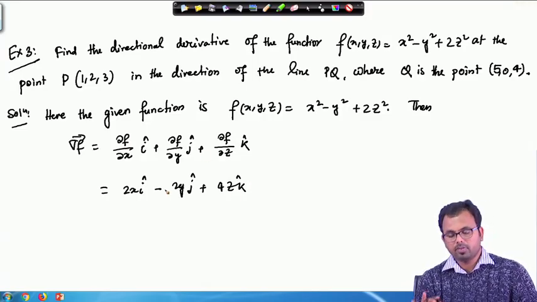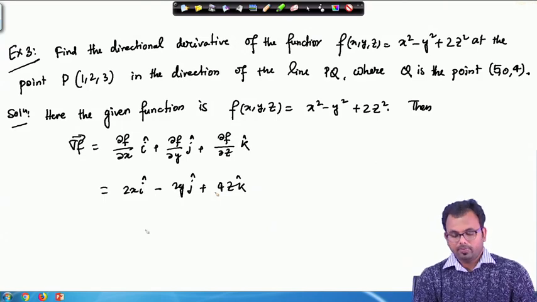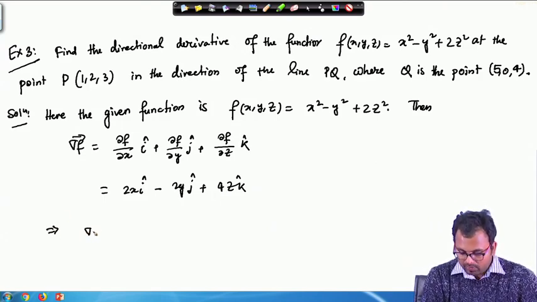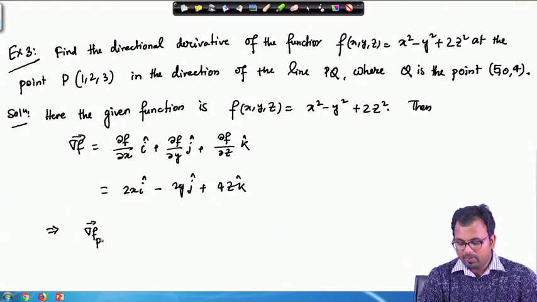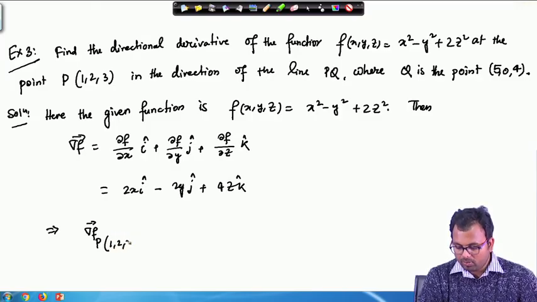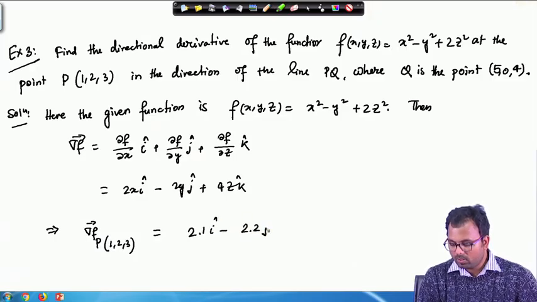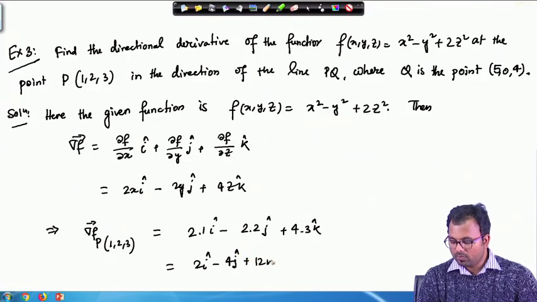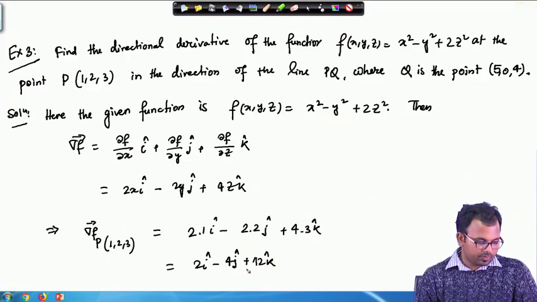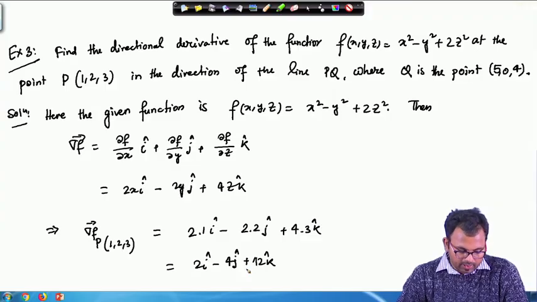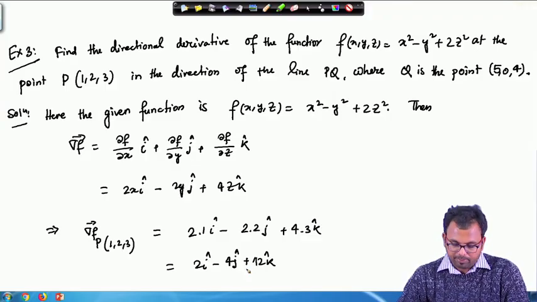In general, the gradient of the function is given in this way. Now, we have to calculate the gradient of the function at the point p. The point p is (1, 2, 3). So, that means we have 2 times 1 times i minus 2 times 2 times j plus 4 times 3 k. So, this will be 2i minus 4j plus 12k. All right, so this is the required gradient of the function f at the point p.